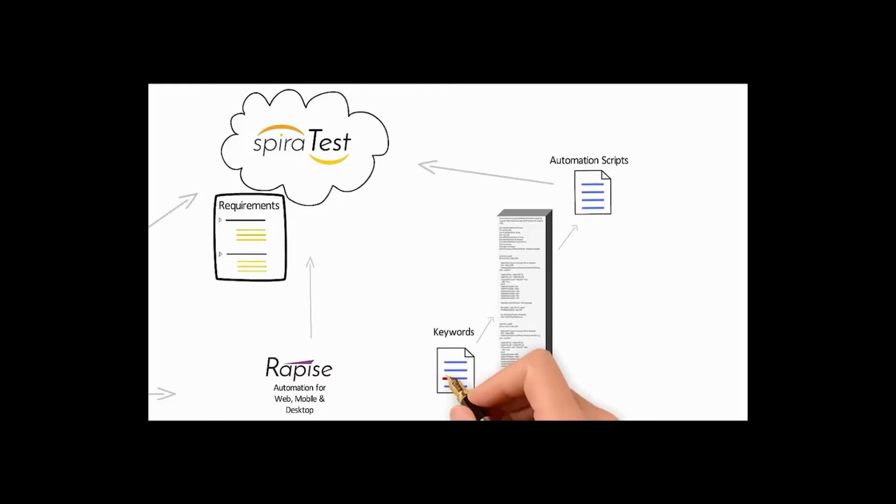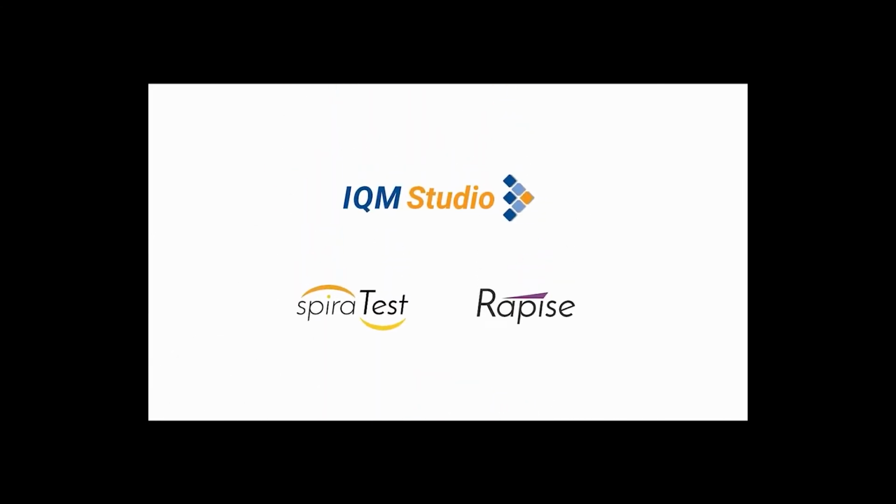When a test or script is updated, IQM Studio will detect the change and make the appropriate update in Spira, allowing you to keep everything in sync at all times. If you're ready to take the guesswork out of your QA process and equip your QA teams with the ability to create high-coverage, optimized tests and scripts, then you're ready for the enhanced cause-effect modeling add-on for Spira and Rapise.